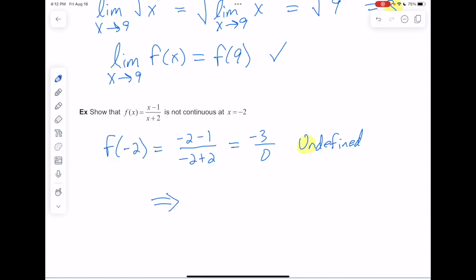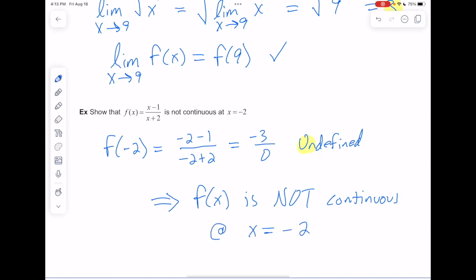The fact the function was not defined at -2 means that f of x is not continuous at x equals -2. There we go. All right, so let's see what that discontinuity looks like if we go to the graph.